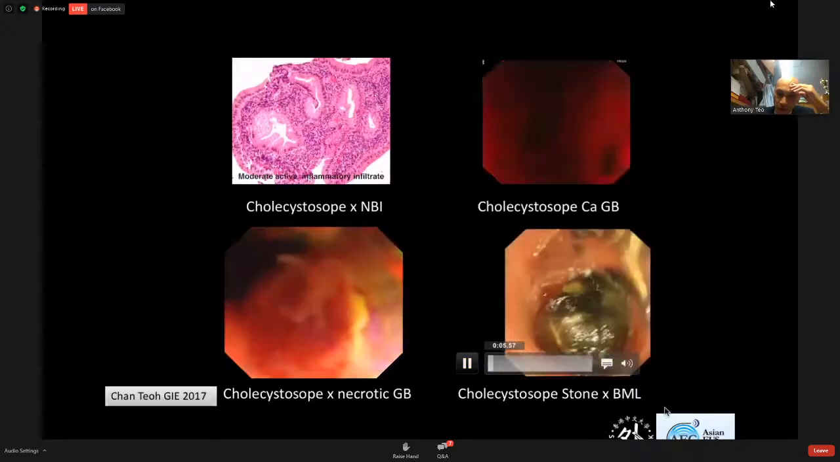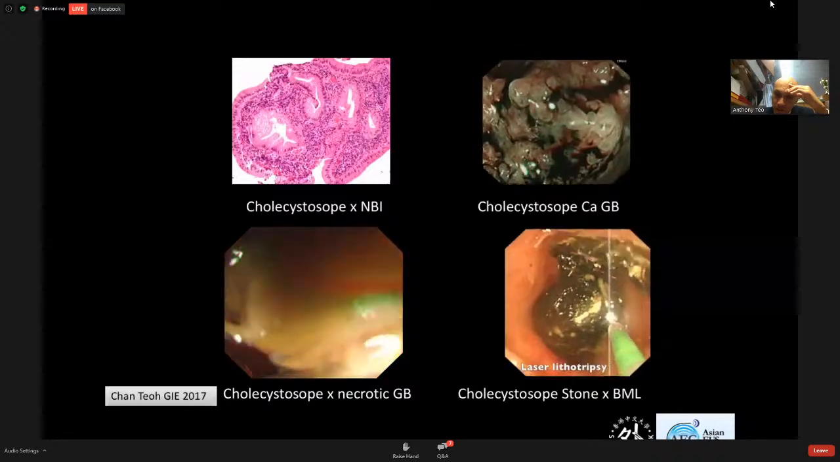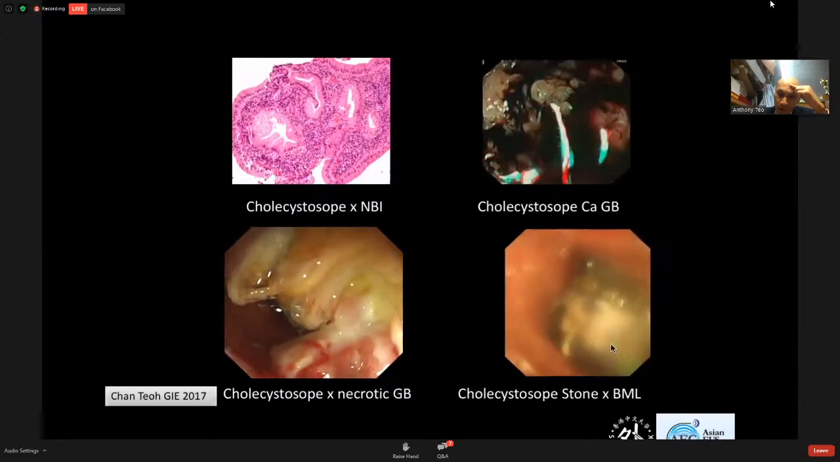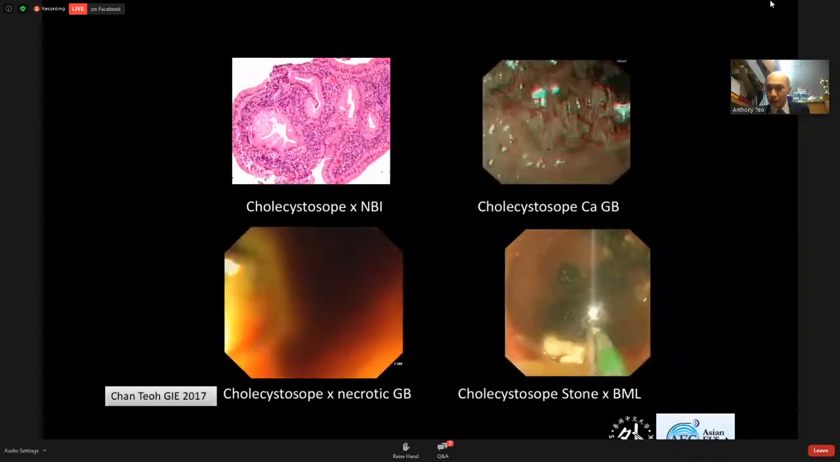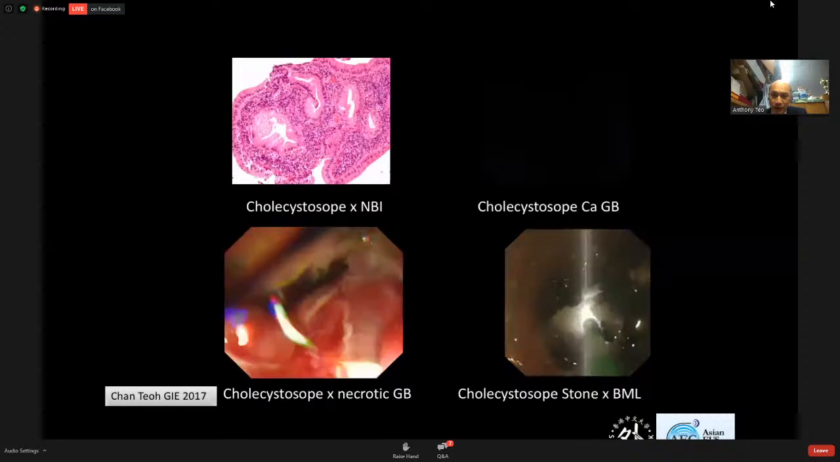This is a patient with a big stone in the gallbladder. It's so tough that it broke 2 of my baskets. So eventually I had to use laser lithotripsy to break it down. So these are very interesting adventures inside the gallbladder, and this is now possible.